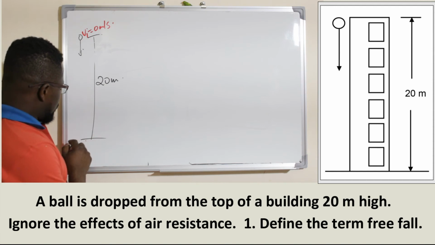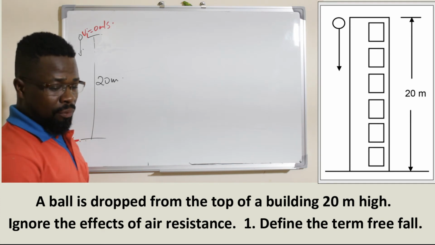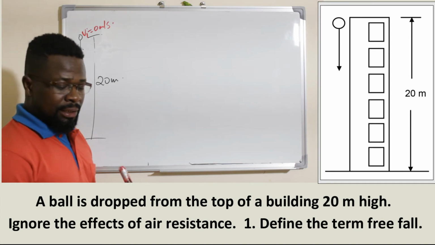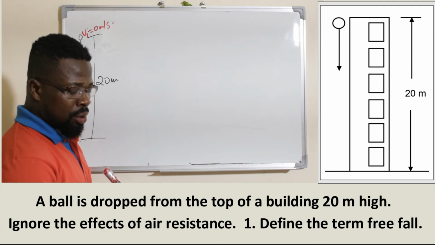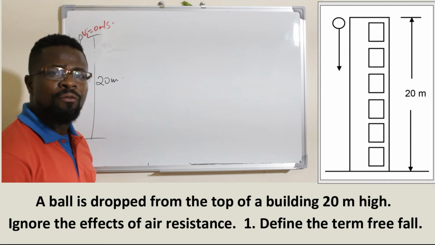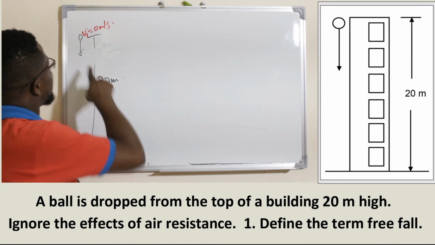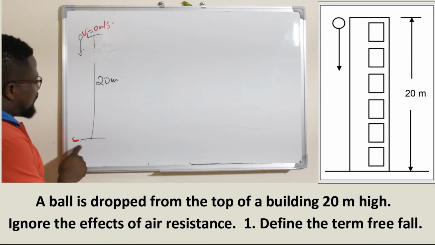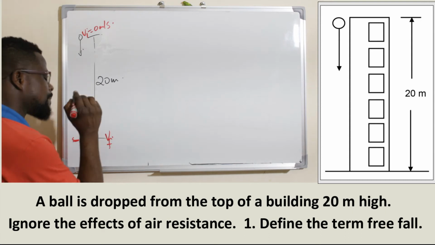Here is the ground that we need to go in for. And let's see what the question is requesting. The question is requesting that we should calculate the speed at which the ball will hit the what? The ground. Which means we are looking for what? The final velocity. The initial velocity is 0, but the final velocity is not 0. So we want Vf here.